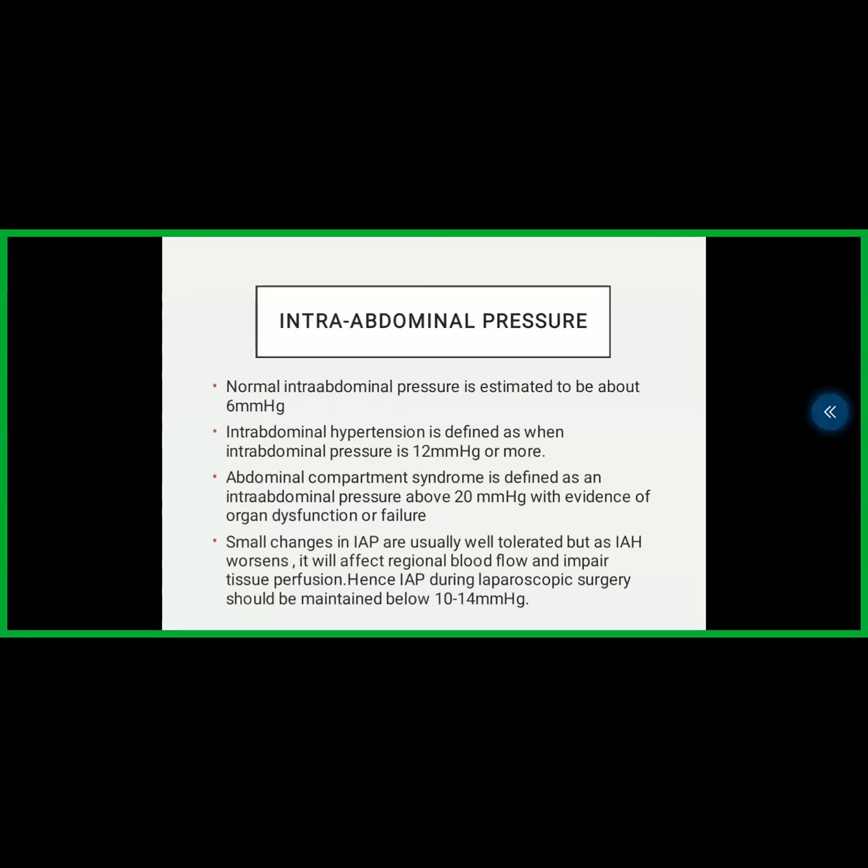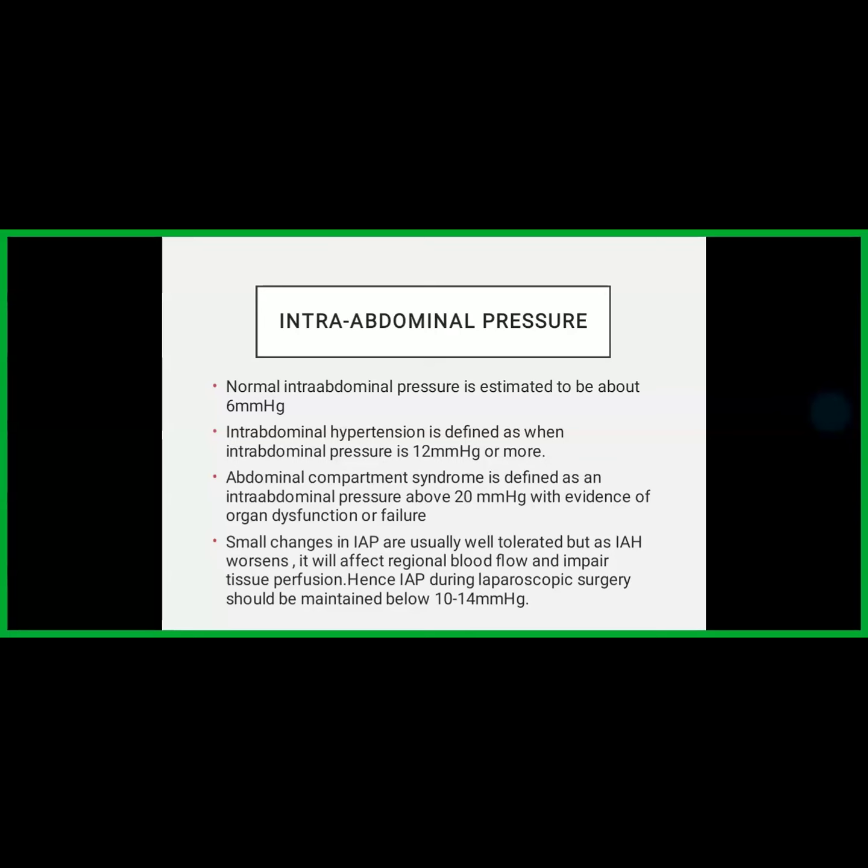The next is intra-abdominal pressure. The normal intra-abdominal pressure is about 6 millimeters of mercury. Intra-abdominal hypertension is defined as when intra-abdominal pressure is 12 millimeters of mercury or more, while abdominal compartment syndrome can be defined as an intra-abdominal pressure above 20 millimeters of mercury with evidence of organ dysfunction or failure. The ideal for laparoscopy is between 10 to less than 15. Some modern laparoscopic machines have an audible alarm once it's above 15, to alert the surgeon to reduce the pressure.